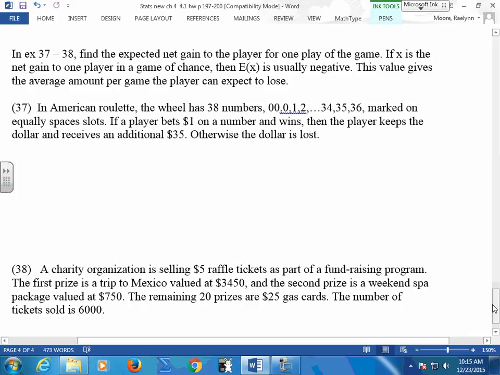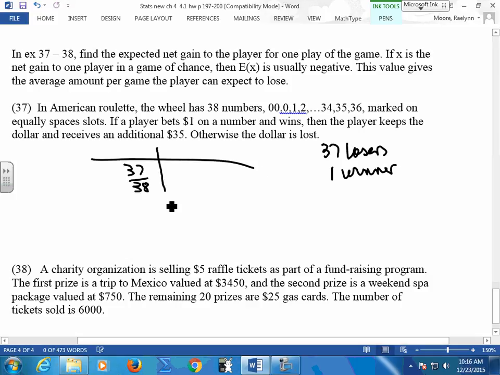Your wheel has 38 numbers on it. When you spin the wheel, how many numbers come out a winner? One. So that means you have 37 losers and one winner. If you make a chart, they just wanted you to say you have 37 out of 38 losses.